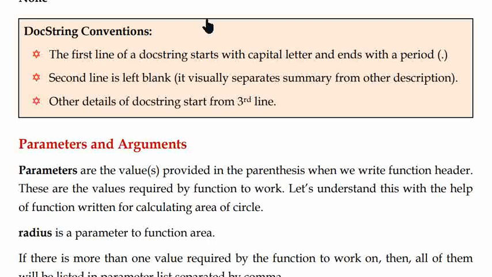Next, docstring convention. The first line of a docstring starts with a capital letter and ends with a period. This point should be noted. The second line is left blank. It visually separates the summary from the other description. Other details of the docstring start from the third line.